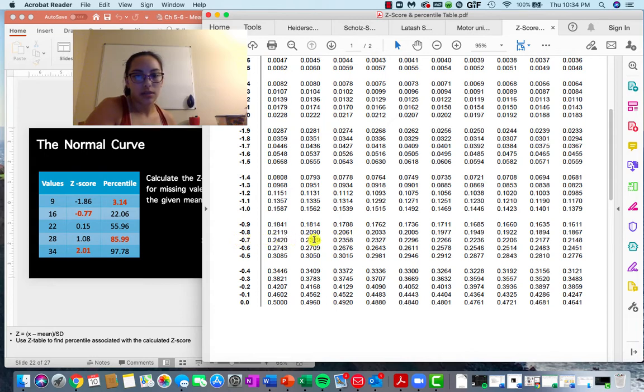In this case, we're working with negative 0.77. So 0, 1, 2, 3, 4, 5, 6, 7, and we get 0.2206, or 22.06% if we're converting.